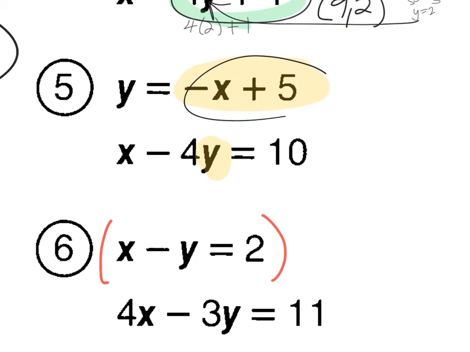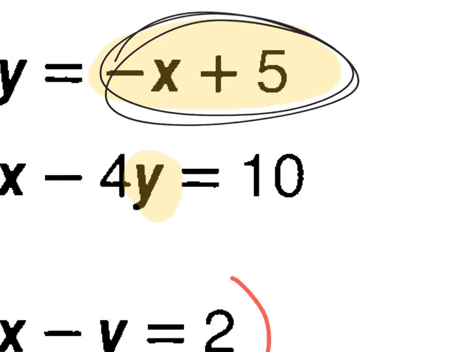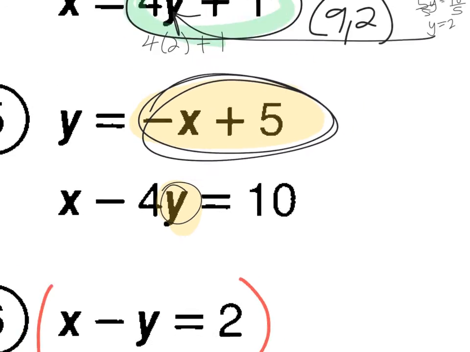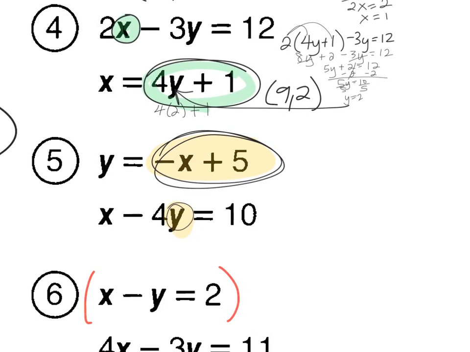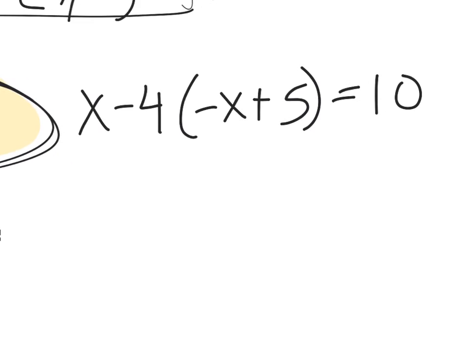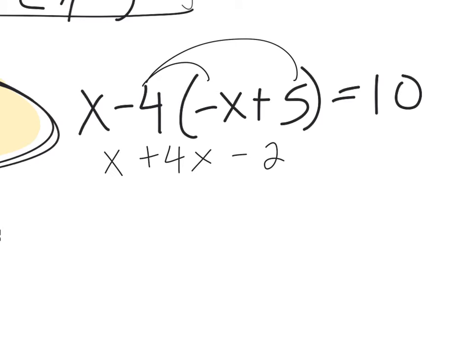Okay, number 5, I think might be our last substitution for a while. We're going to plug it in for the y here. So it's x minus 4, parenthesis, negative x plus 5 equals 10. So we're going to distribute a negative 4. X, negative times negative is positive. Minus 20 equals 10. Put these together to get 5.